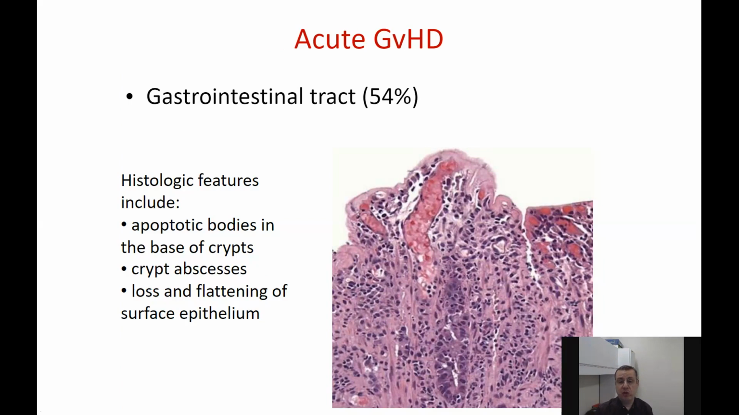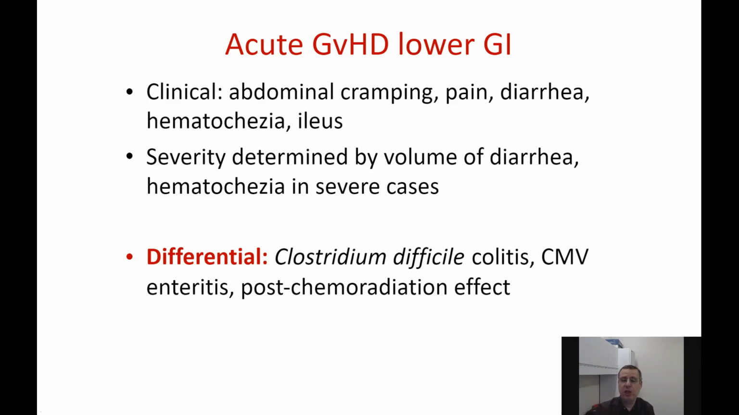Acute GVHD very frequently also affects the gastrointestinal tract in around half of the cases. And histologically, what we see again here are apoptotic bodies in the base of the crypts, crypt abscesses, and the loss and flattening of the surface epithelium. Clinically, what we see in lower GI GVHD is abdominal cramping and pain, significant high volume diarrhea, hematochezia, as well as possible ileus in more severe cases. And the severity of GI GVHD is determined by the volume of diarrhea.